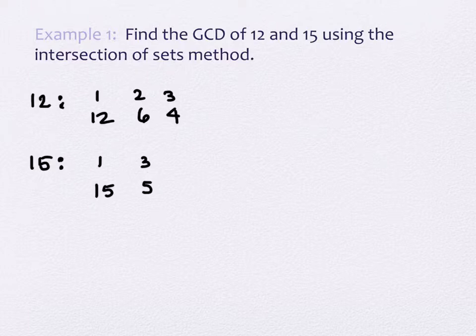And what you're wanting to do is look for the number that's the biggest that they have in common. Intersection, right? Like we did intersections in the past. What is the biggest number they have in common? 3. That's it. So the GCD is 3. That's the intersection of sets method. Make sense? Okay.